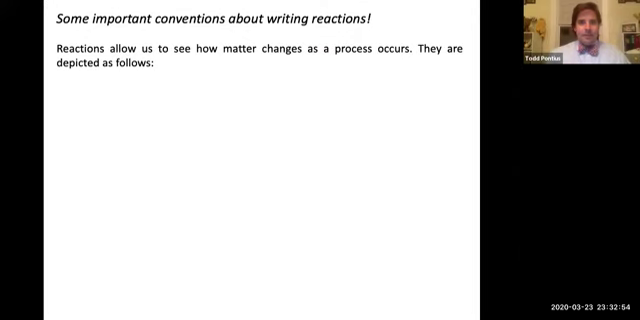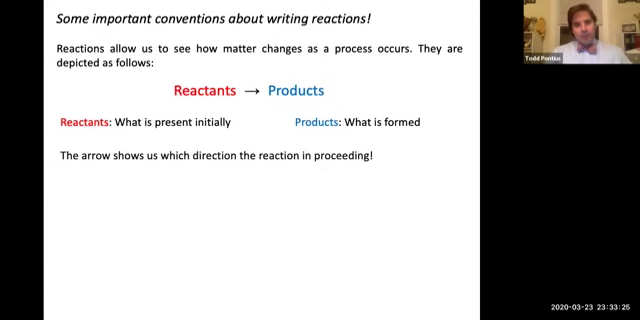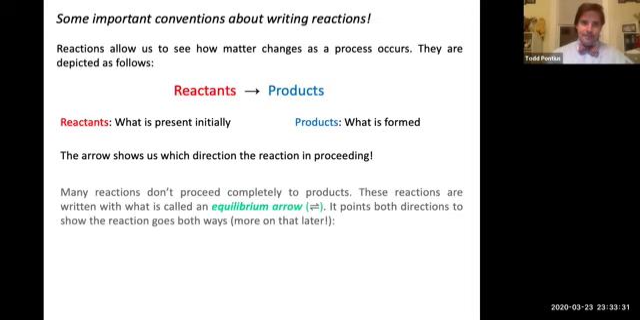Okay, so before we go on, let's talk a little bit about how we can depict chemical changes, entering reactions. In reactions, what we do is we write reactants on the left-hand side, we draw an arrow, and then we write out our products. Reactants are what's present initially. They are what are either combining or changing to form the products, and the products are what is eventually formed in a reaction or in a chemical process. The arrow shows us which way this is proceeding. So again, the reactants are what you start with, the products are what you finish with.